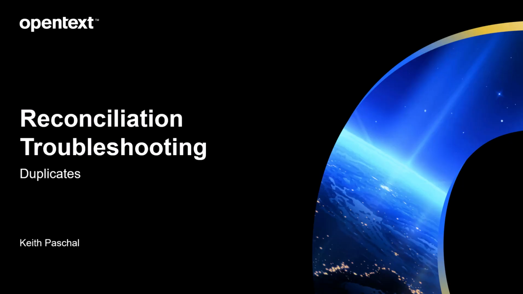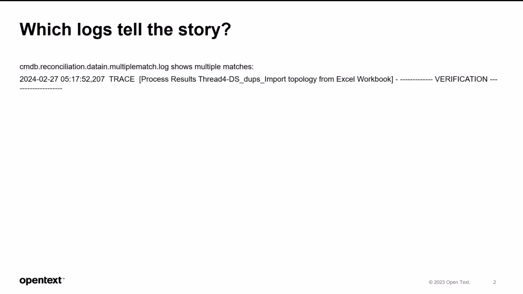Today we're going to talk about troubleshooting reconciliation, specifically duplicates. So when I'm troubleshooting reconciliation, which logs are going to tell me the story of what's going on? Well, the multiple match log, that being the CMDB reconciliation data in multiple match.log, will show these multiple matches.